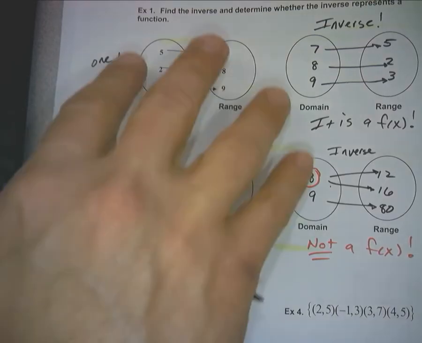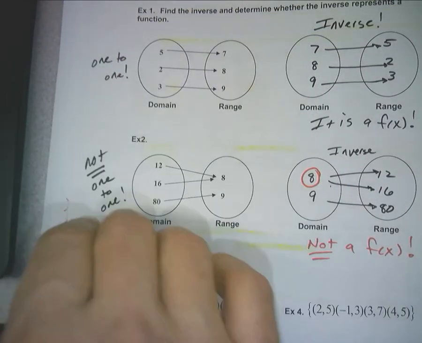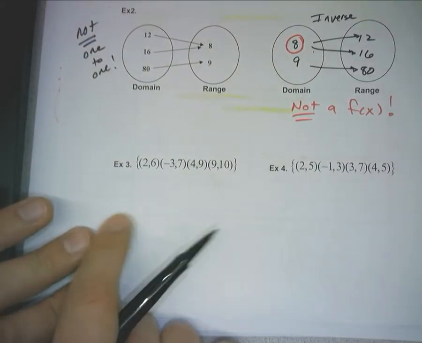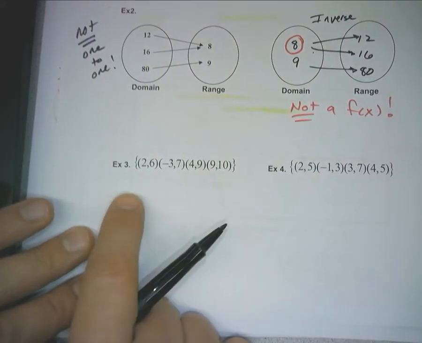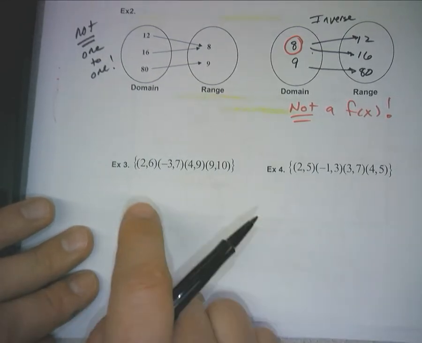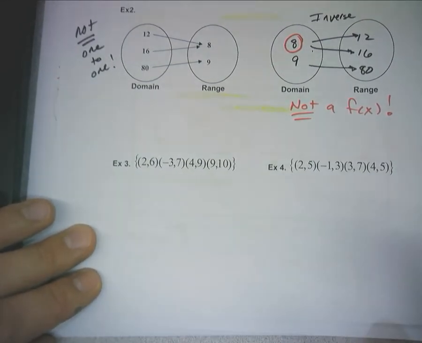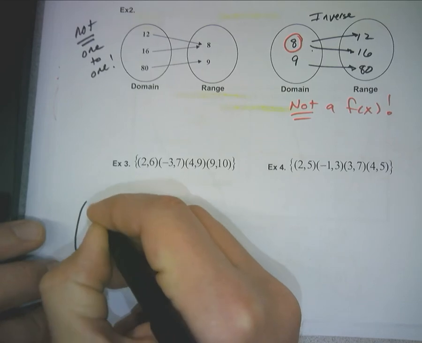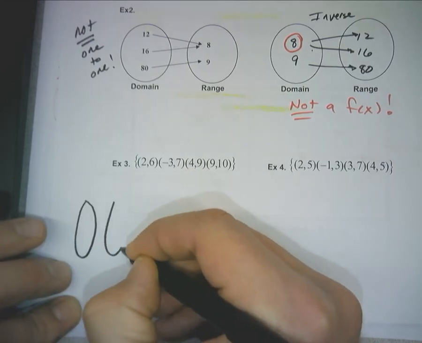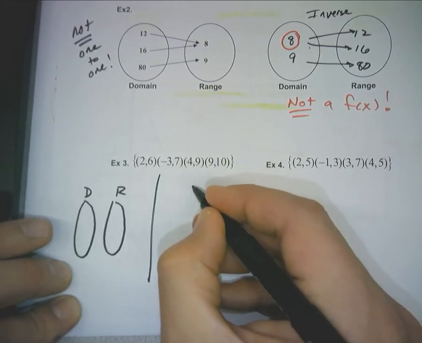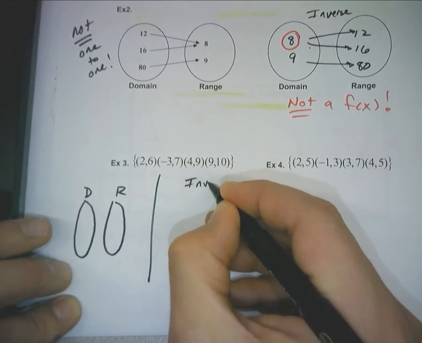Okay, so this is one way they might do it. They might use boxes or circles or what have you, or they might give you something like example 3 or 4, where they just give you a list of coordinate points. Okay, again, same idea. Remember, x's is your domain, range is your y's. Okay, so if you need to, you could make your little balloons here, or Easter eggs, or whatever you want to call them. This is your domain, this is your range. And then I got my inverse.